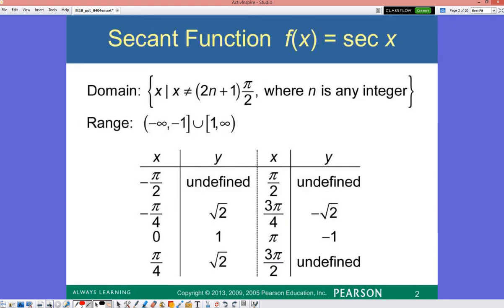Alright, since these are reciprocals of sine and cosine, every place in which cosine is equal to 0, because if you remember from the unit circle, cosine is x, and secant is 1 over x, right? And we cannot divide by 0. We cannot have 0 in the denominator. So every place we have 1 over 0, that's going to be an asymptote. It's going to be undefined at those, so we're going to have that there.